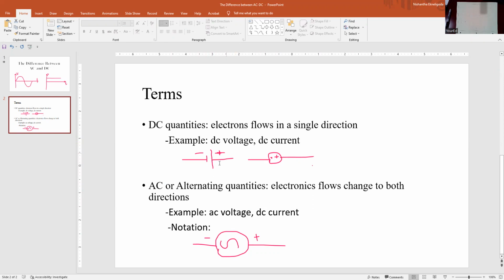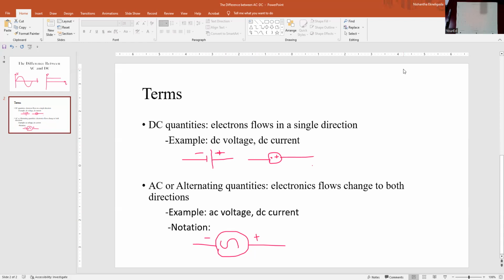The way we represent DC quantities, we can mark DC voltages like this, positive, negative, or positive, negative. And for AC, we mark it with this notation, positive, negative. Now, examples: DC voltage sources and DC current are examples of DC quantities, and AC voltage and AC current are examples of AC quantities.